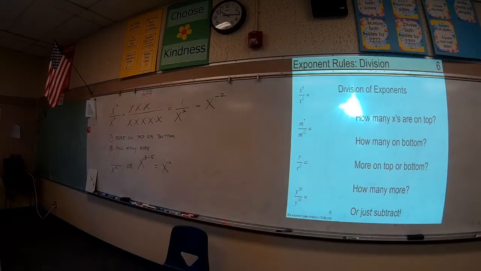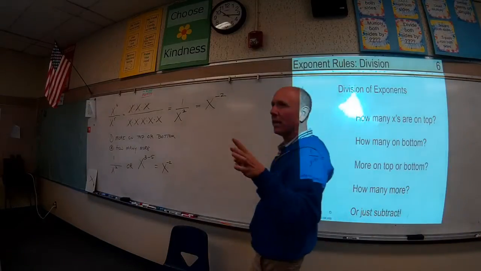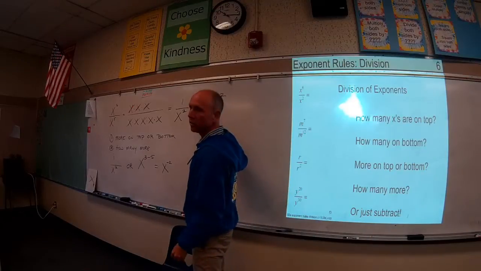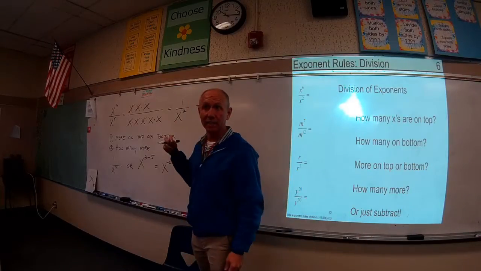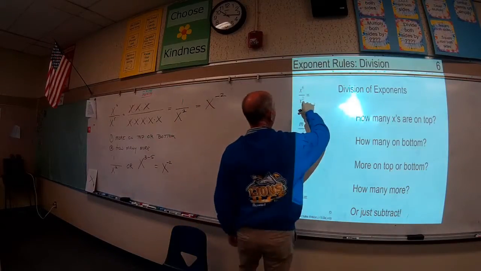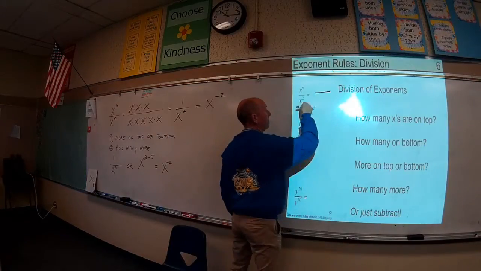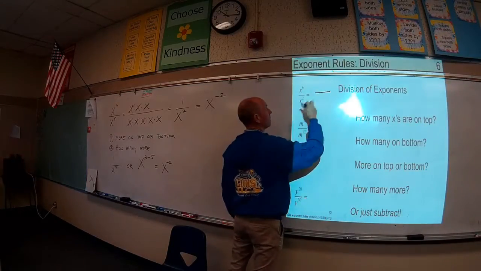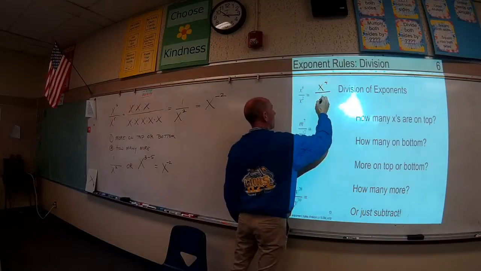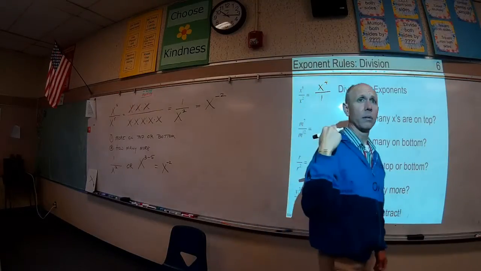Got it. Okay. I see what's going on. The errors are coming in with the idea of the negative. Remember, this is just something we're going to do so that IXL is happy with us. Ready? Are there more x's on the top or the bottom? Top. How many more? 4 more. X to the 4th. That's what I have.